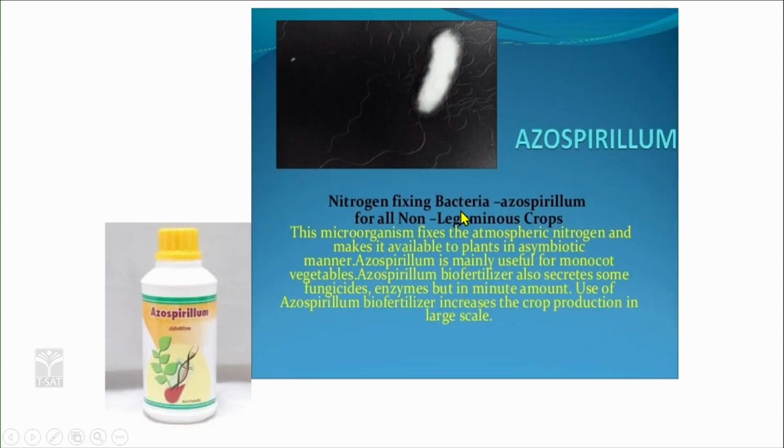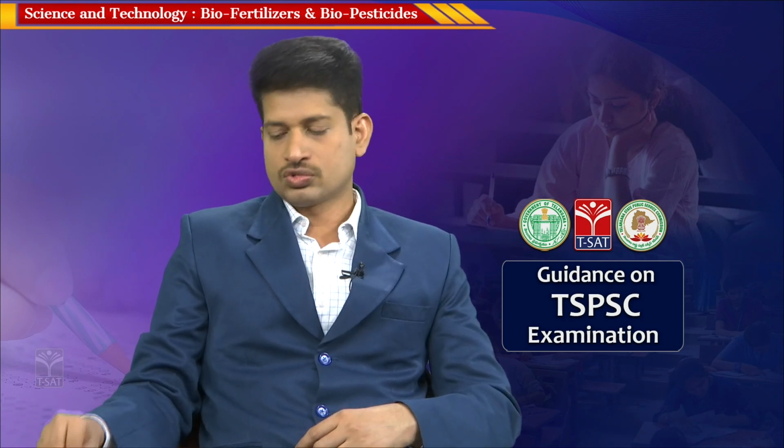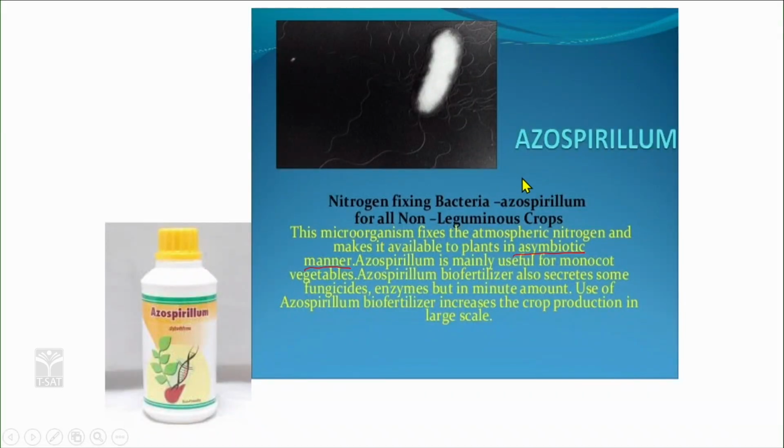In the case of Azospirillum, the microorganisms fix the atmospheric nitrogen and make it available to the plant. For example, Rhizobium is in a symbiotic association with the plant. But Azospirillum is not in a symbiotic association; it is in the soil without a symbiotic association to the plant and fixes the atmospheric nitrogen directly to the soil. So, this is an example of asymbiotic presence in the soil.